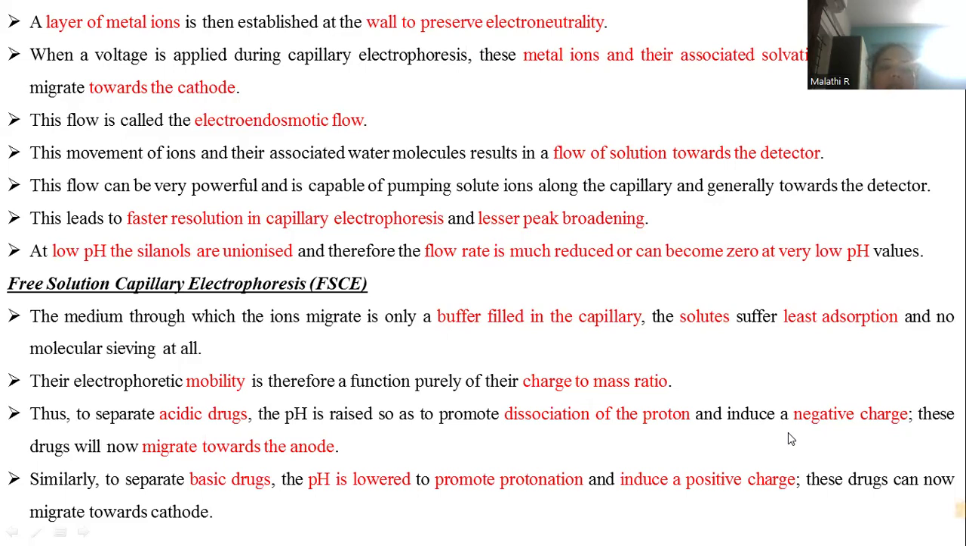This flow is called electroosmotic flow. This movement of ions and their associated water molecules results in the flow of solution towards the detector. This flow can be very powerful and is capable of pumping solute ions along the capillary and generally towards the detector. This leads to faster resolution in capillary electrophoresis and lesser peak broadening. At low pH, the silanols are unionized and therefore the flow rate is much reduced and can become zero at very low pH values.